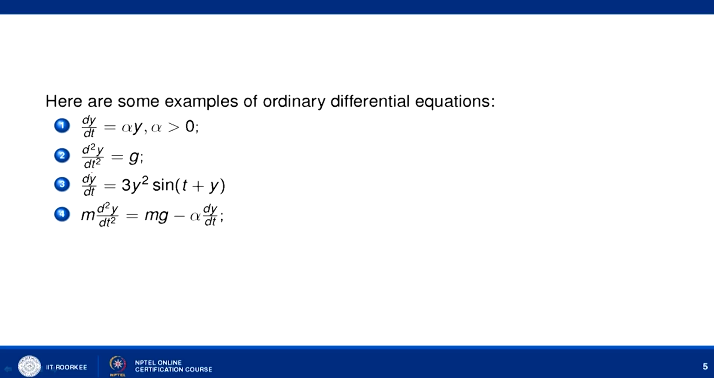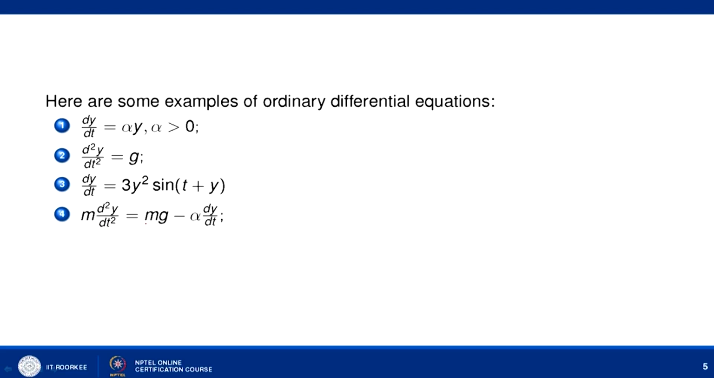differential equation. And if you look at the second equation d2y/dt2 equal to g, basically this is what you get when you consider a particle falling from a particular point; then this represents the equation governing the motion of that particle, and it is given as d2y/dt2 equal to g. Here g represents the gravitational force. The third one is dy/dt equal to 3y squared sin t plus y. Here this represents a particular motion of some particle.